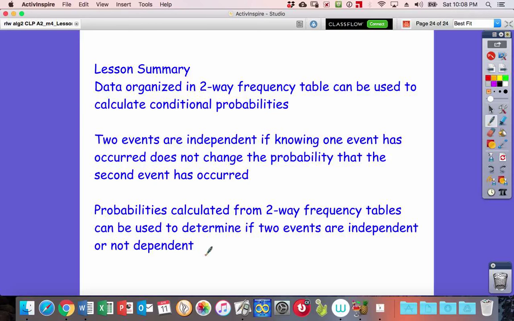Okay, and I put in the exit ticket and the answer to the exit ticket so you could look at one more example of this before you tried the problem set. So good luck.